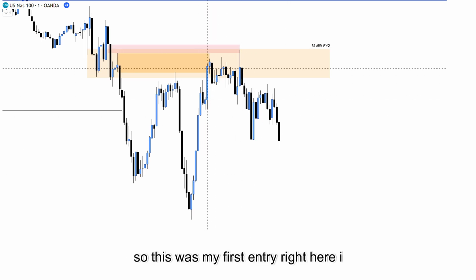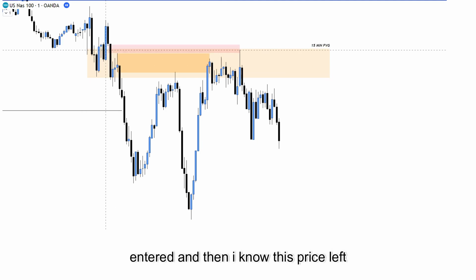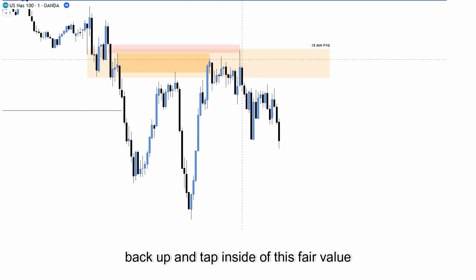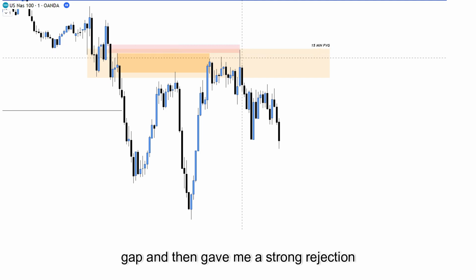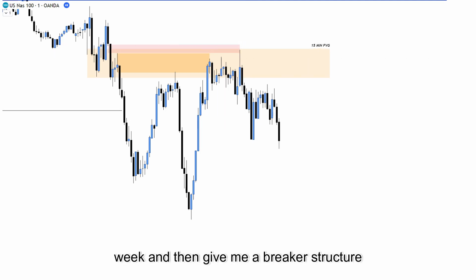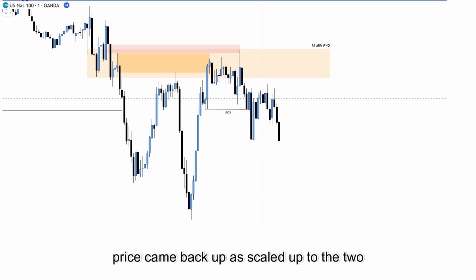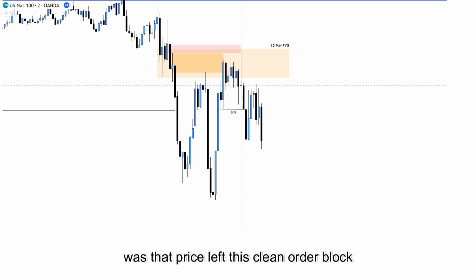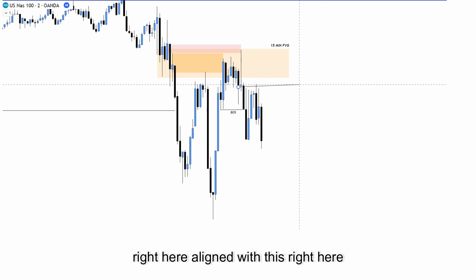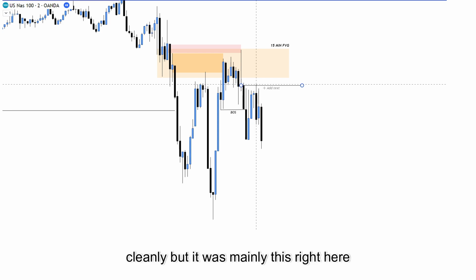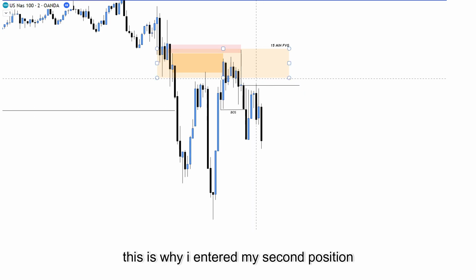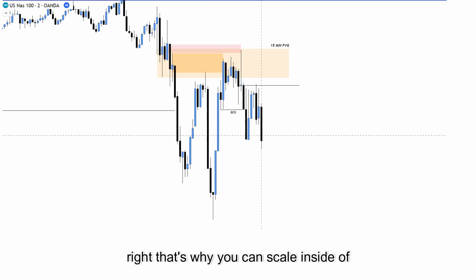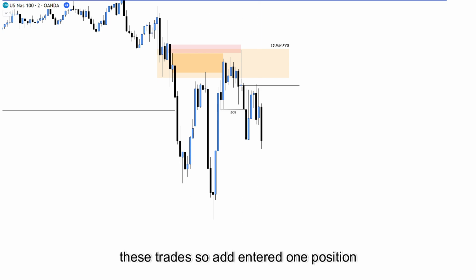So this was my first entry right here. I entered, and then I noticed price left this fair value gap right here. Price came back up and tapped inside of this fair value gap, and then gave me a strong rejection wick, and then gave me a breaker structure of this old swing low. And then when I seen price came back up, I had scaled up to the 2-minute time frame, and what I noticed was that price left this clean order block right here, aligned with this right here cleanly, but it was mainly this right here. This is where I entered my second position. That's why you can scale inside of these trades. So I had entered one position right here, and then I entered a second position.